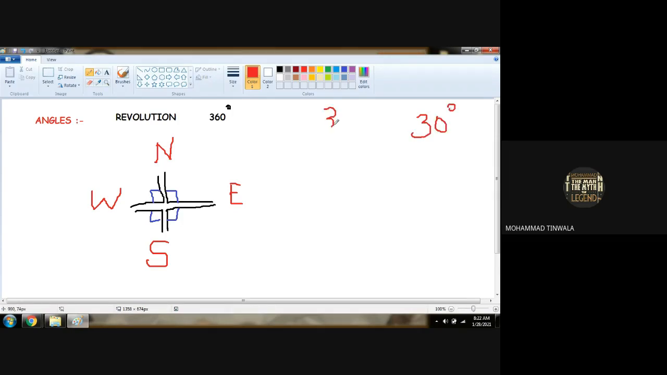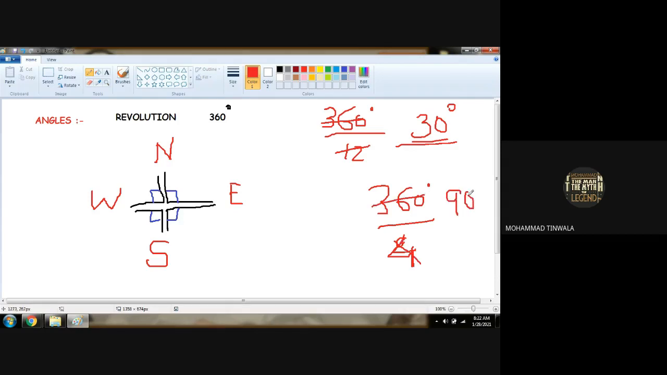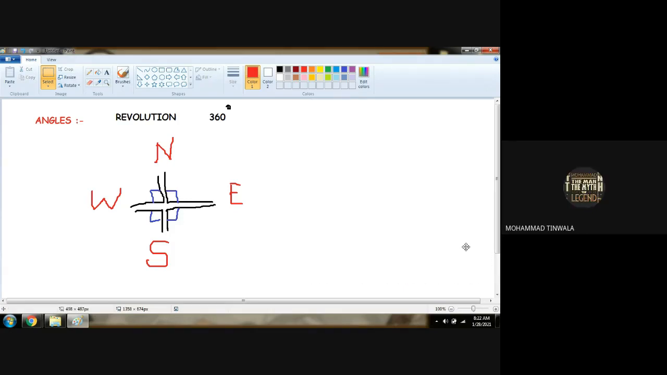Why? Because if you calculate 360 divided by 12 parts, you will get 30 degrees between each part. Now if you calculate 360 degrees divided by 4 parts, the direction will be 90 degrees each part. One part is 90 degrees. Are you getting it or not? Because the direction has how many parts? 4 parts. Am I clear?